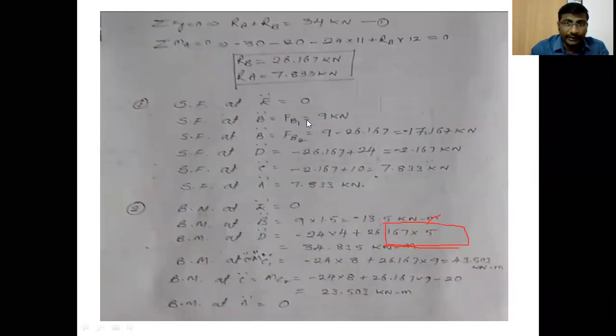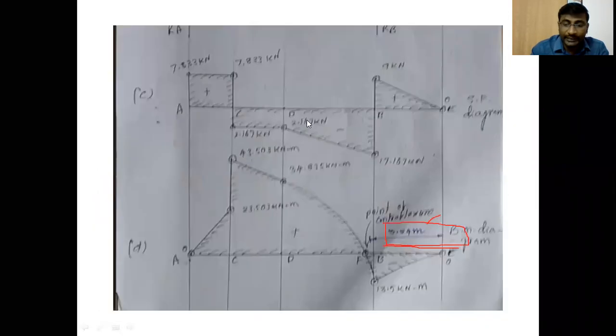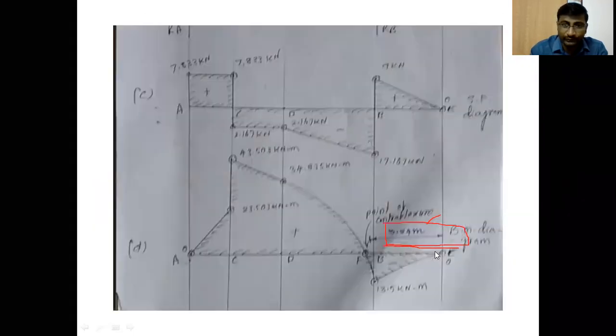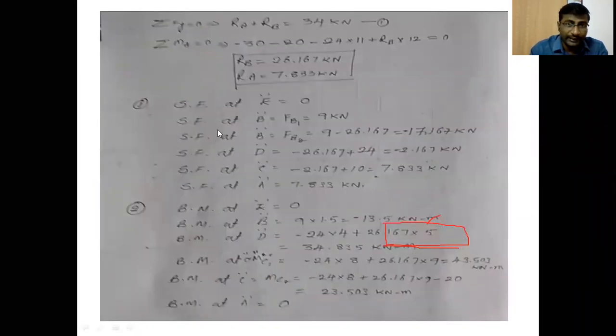Shear force at point B. Whenever the point load is there or whenever the reaction force is there, we have to consider 2 times at that point. So without considering the RB value, the shear force at point B means we have to take only the right hand side forces. Right hand side forces are 3 into 3, 9 kilonewtons, which is downward positive. So that's why I'm taking shear force at point B, FB1. The first shear force at point B is 9 kilonewtons, which is downward direction.